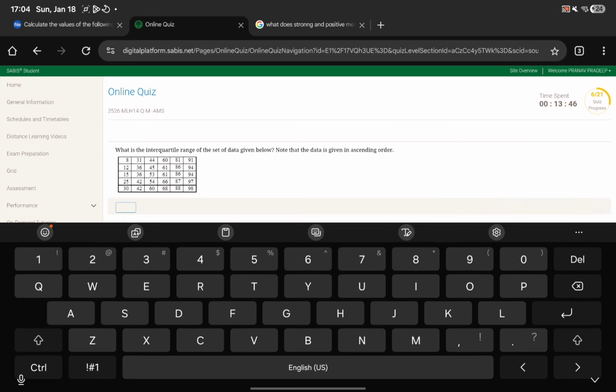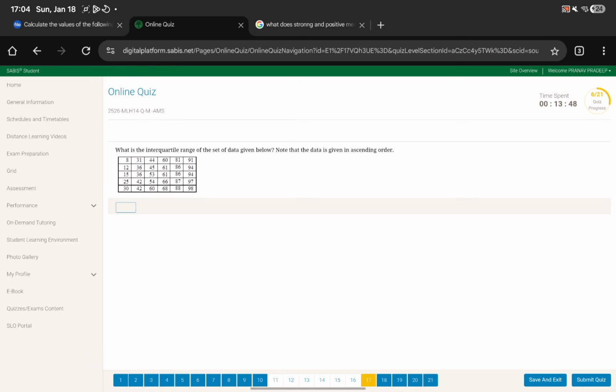What is the interquartile range of the set of data given below? Data is given in ascending, so that's good. We don't have to arrange it. Just count the number of values here. It's 5 times 6 equals 30. 30 values, and you want to find the mid, the 50th percentile, which is the half of it. That's Q2, right?